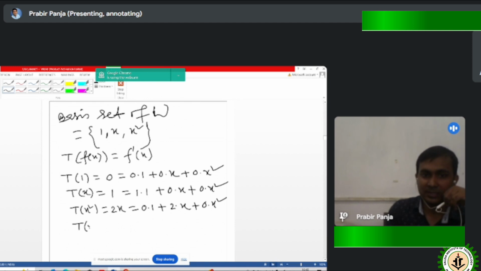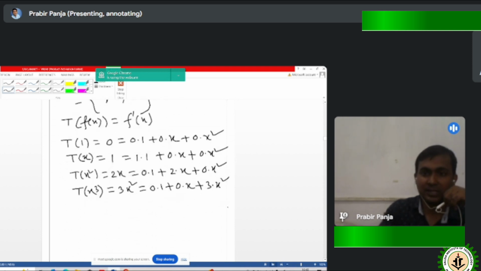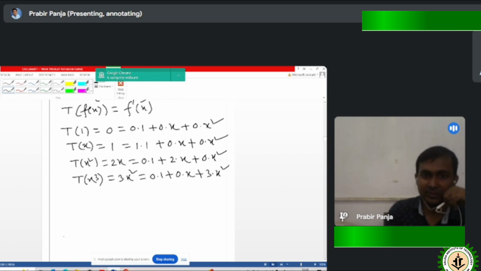Similarly, if we take the last element from the basis set of V, x cube, T of x cube will be 3x square. So it will be 0 into 1 plus 0 into x plus 3 into x square. Now, with the help of these four equations, we'll write the matrix representation for the transformation T.